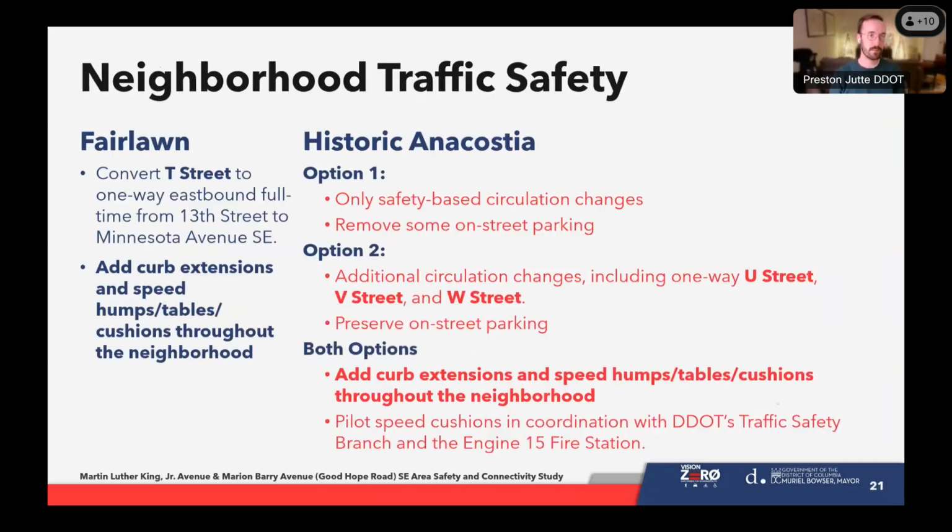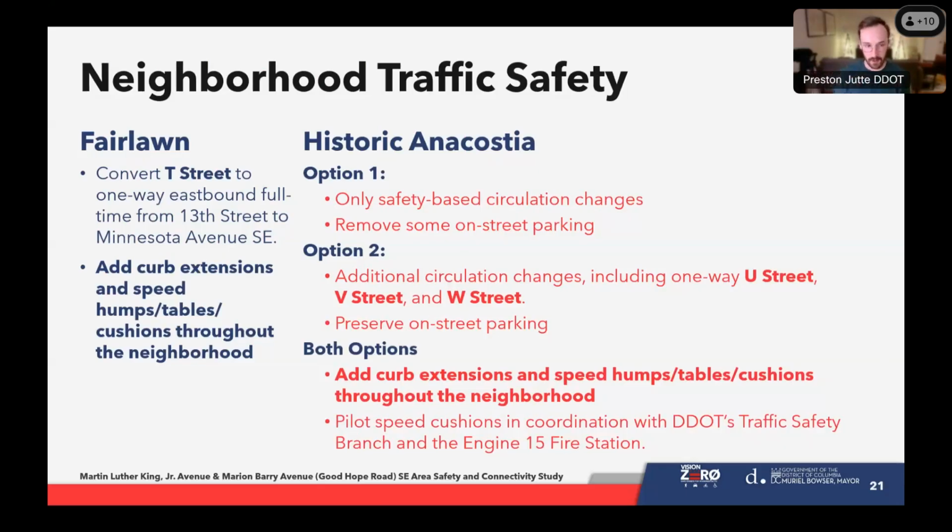Next slide, please. So this is where we ended up in those options. You'll see Fairlawn, it's not that it's an easier one, it's that it's over off to the side, it doesn't have bus service through it, it doesn't have the firehouse there, so that one's a little bit more straightforward. We want to convert T Street to be one-way eastbound for the entire way through the neighborhood. There's a morning peak hour signage situation there now that quite frankly just doesn't work very well, so we want it to be consistent throughout the whole block.